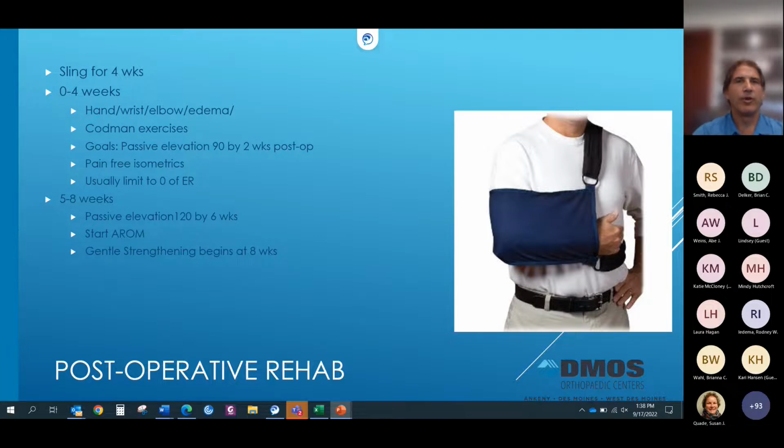If somebody's just doing their own stuff at home, I won't do isometrics, but if they're seeing a therapist, we can work on some isometrics. And then later on, we'll work on getting the passive elevation better and starting some active motion, and some real gentle strengthening can start at 8 weeks. But it'll be about 3 months before I'm really comfortable with the muscle strength being ready for strengthening.